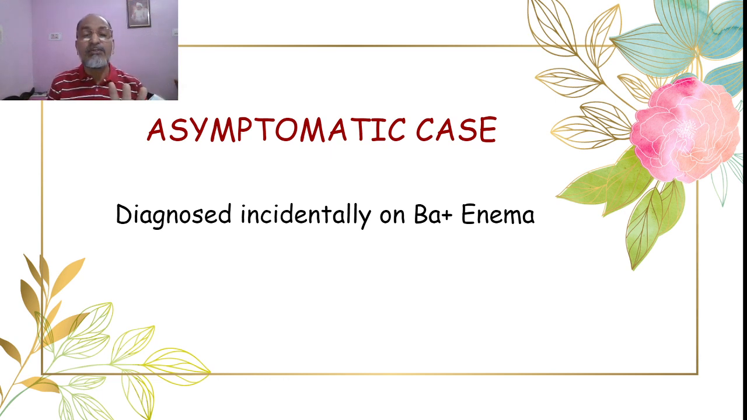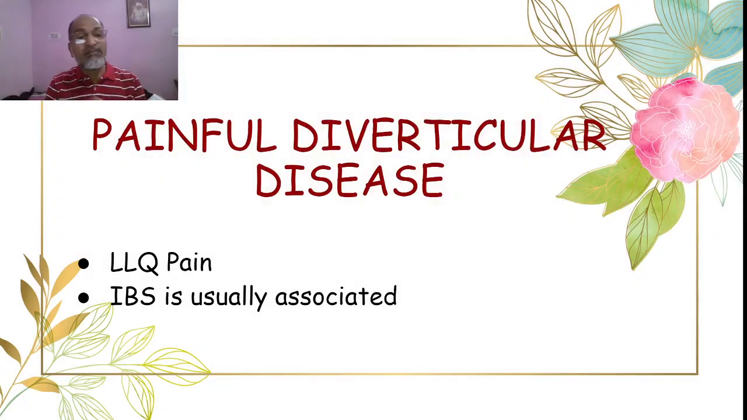So that is an incidental finding which has nothing to do with the presenting symptom. So that is the asymptomatic cases. Now, the second variety of the diverticular disease is the painful diverticular disease. In this, the patient has left lower quadrant pain, because the most significantly involved part of the colon is the sigmoid and the descending colon. So it is the left side and the lower quadrant which is involved.